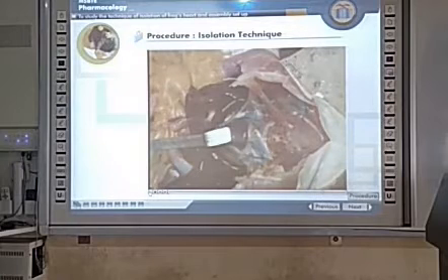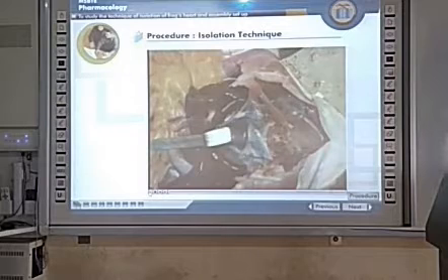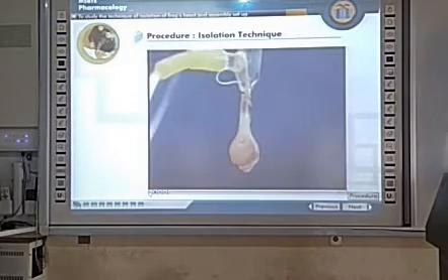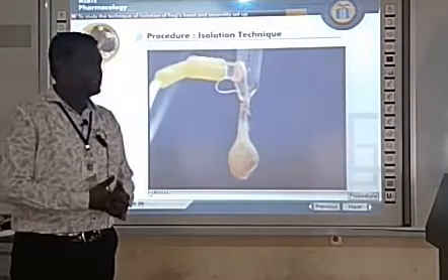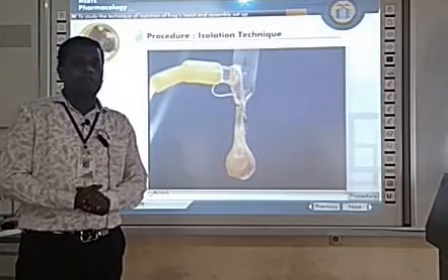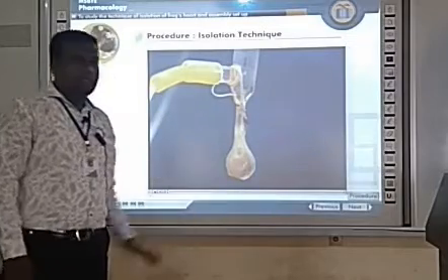Then isolate the perfused frog's heart from its body by cutting the adjacent tissues. Take care to avoid any damage to the heart. Fix the isolated and perfused heart on a stand for the experiment. So this is the isolation technique of heart, how the frog heart may be isolated from the body and how it is tied on Sims cannula. So this is the video.